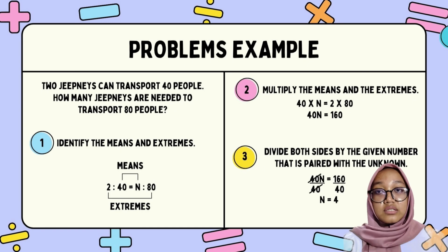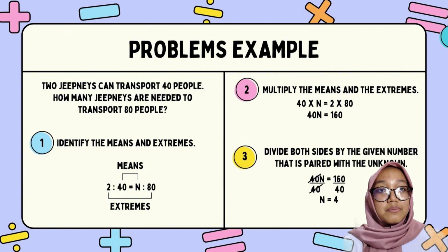And then the third step, divide both sides by the given number that is paired with the unknown. So divide both sides by the given number. We have the given number, which is 40.